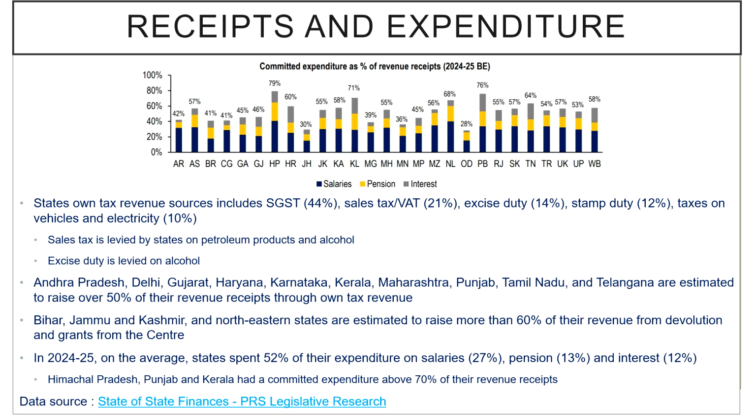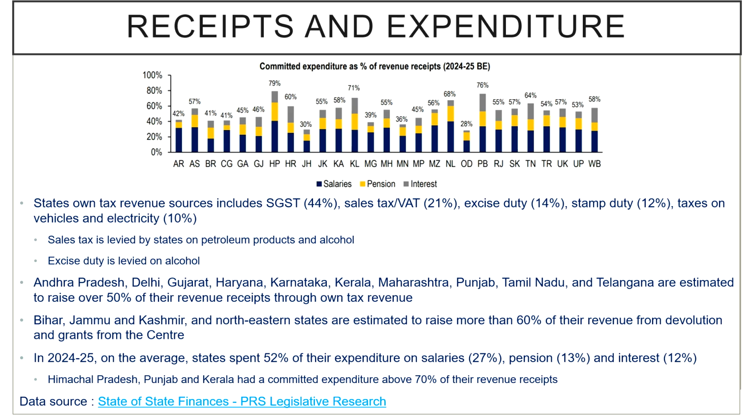Receipts and expenditure. States' own tax revenue sources include SGST, 44%, sales tax/VAT, 21%, excise duty, 14%, stamp duty, 12%, taxes on vehicles and electricity, 10%. Sales tax is levied by states on petroleum products and alcohol. Excise duty is levied on alcohol. Andhra Pradesh, Delhi, Gujarat, Haryana, Karnataka, Kerala, Maharashtra, Punjab, Tamil Nadu, and Telangana are estimated to raise over 50% of their revenue receipts through own tax revenue.